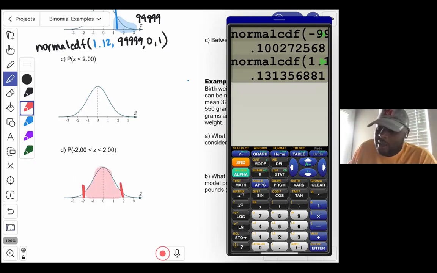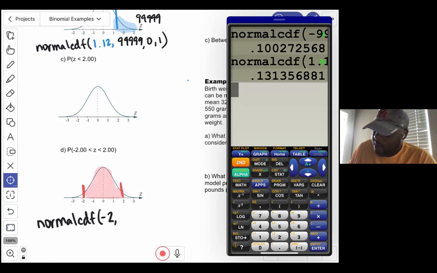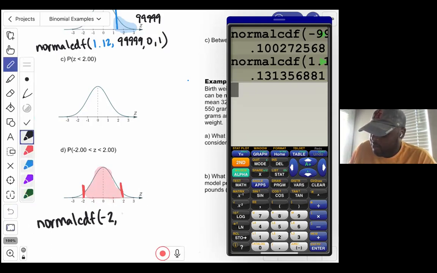And let's go ahead and verify that using normal CDF. And here's how we do that. We can see that our lower bound, our lower Z score, is -2. So I'm going to do normal CDF. I get lower bound -2, and then the upper bound is going to be a +2. So I go from -2 to 2. The middle of the curve is at 0, standard deviation is at 1.